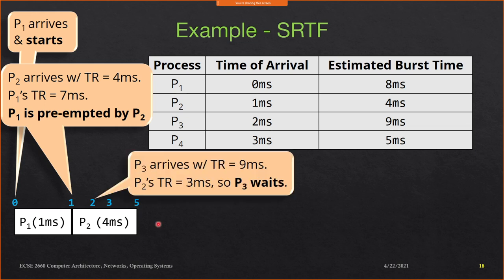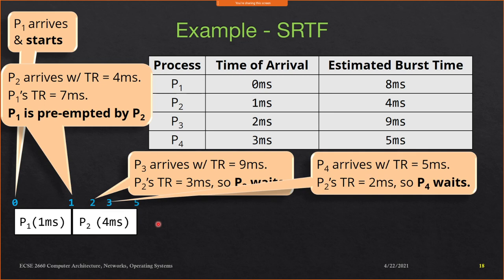At 2 milliseconds, P3 will arrive with a remaining time of 9 milliseconds. P2's remaining time at that 2 millisecond mark is 3 milliseconds now. So P3 will have to wait. Similarly, P4 will have to wait at the 3 millisecond mark because P4 has a time remaining of 5 milliseconds. P2's time remaining at that time is 2 milliseconds. Still, P2 wins, so P4 has to wait.